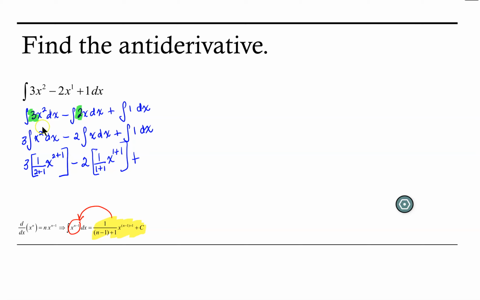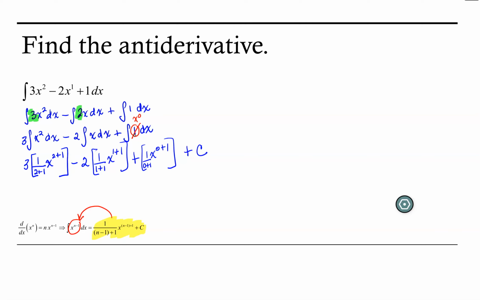Plus, now this last term, we should recognize as the antiderivative of 1. However, you may not recognize it as such. What I can do is, instead of thinking of that as 1, I can think of it as x to the 0 power. And when I apply this power rule process for integration, we'll have x to the 0 plus 1 power, and then multiply by 1 over that power. And then we'll have plus a constant.